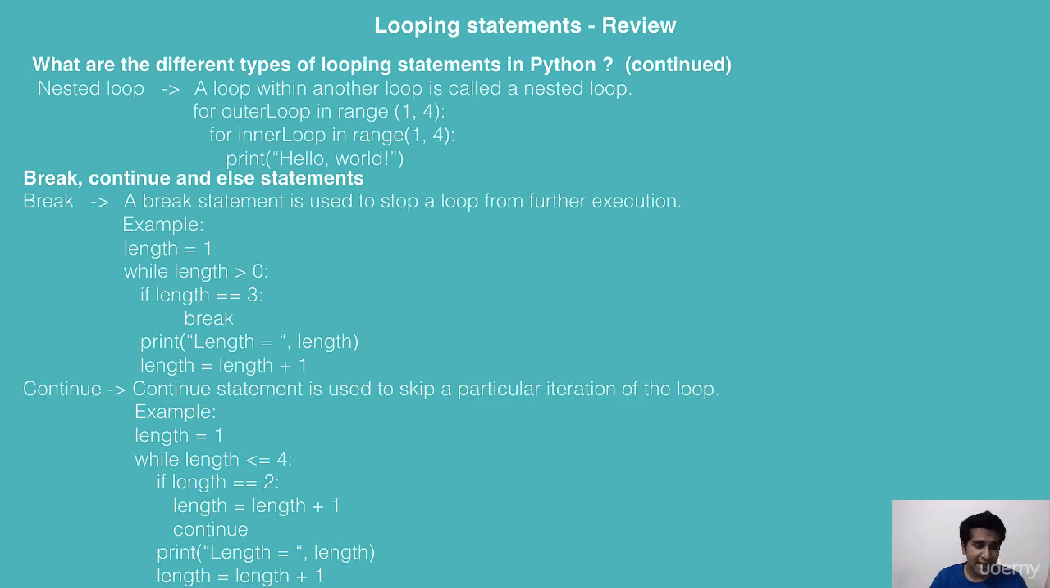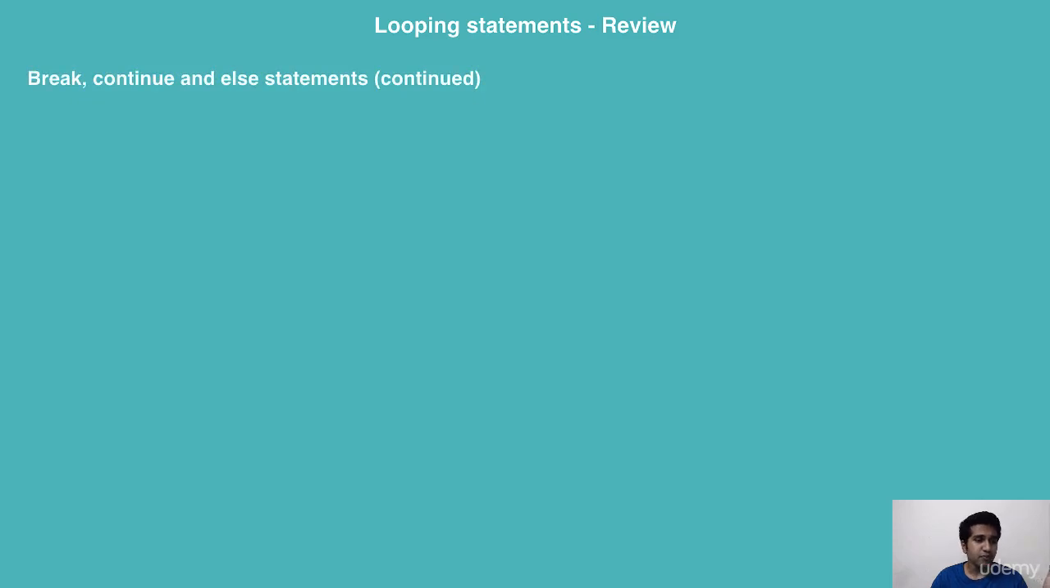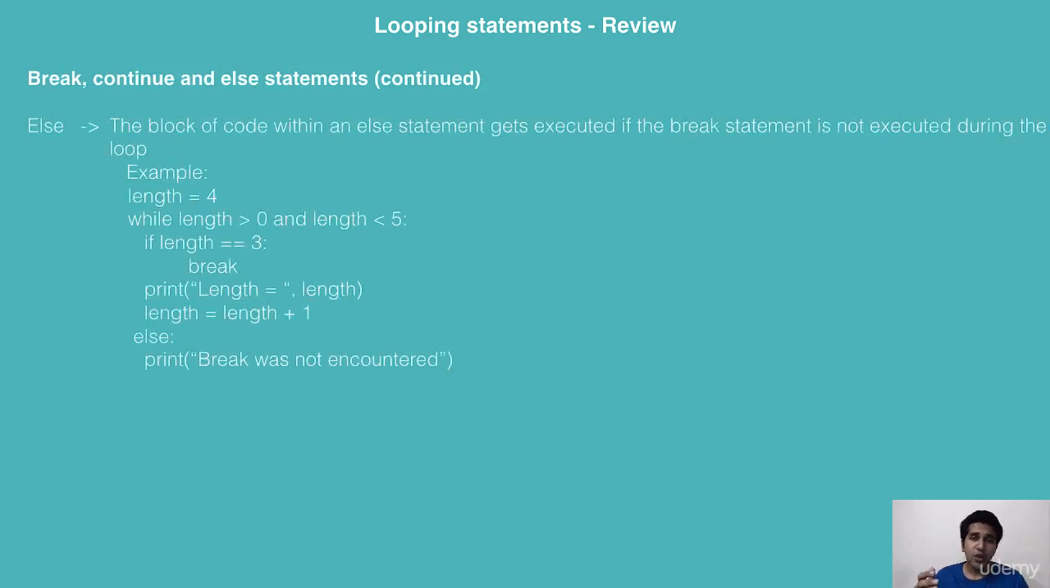Next, what we saw was the else statement. So how does an else statement work along with the loop? An else statement gets executed when the break statement of the loop does not get executed. So what does that mean? In this example, we have length equal to 4, and within our while loop, we are checking if length equal to 3, then break this while loop, which is never going to happen. Since the break statement is not being executed, at the end of this while loop, the else statement will be executed and it will print the output: break was not encountered.